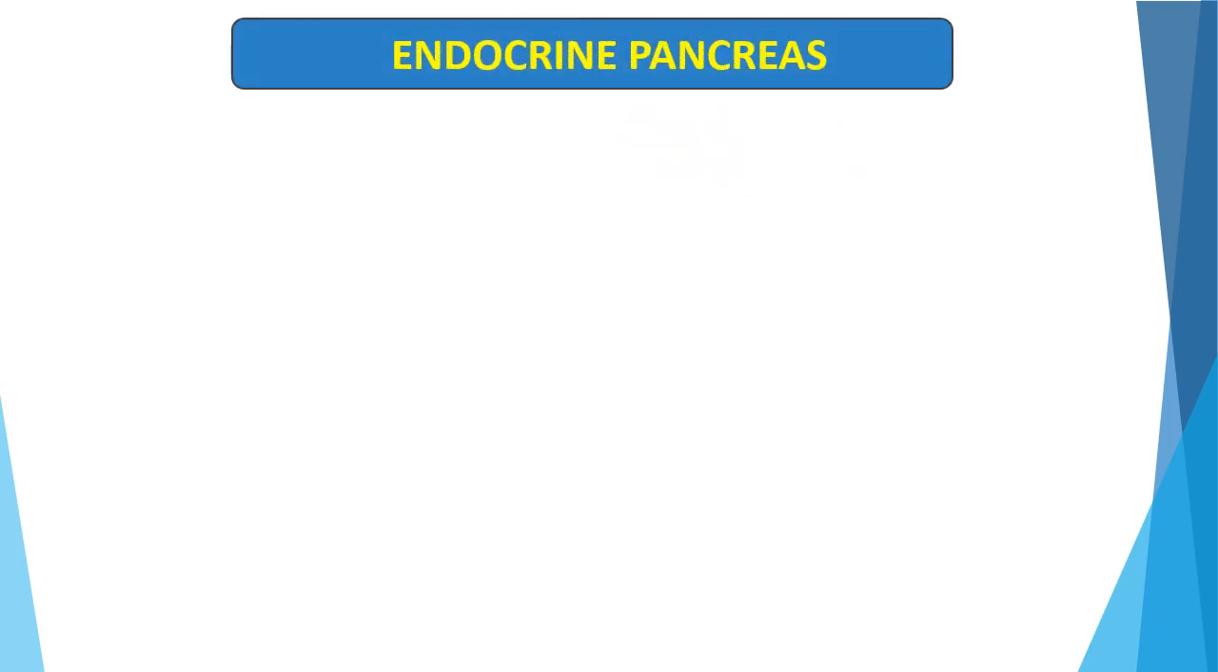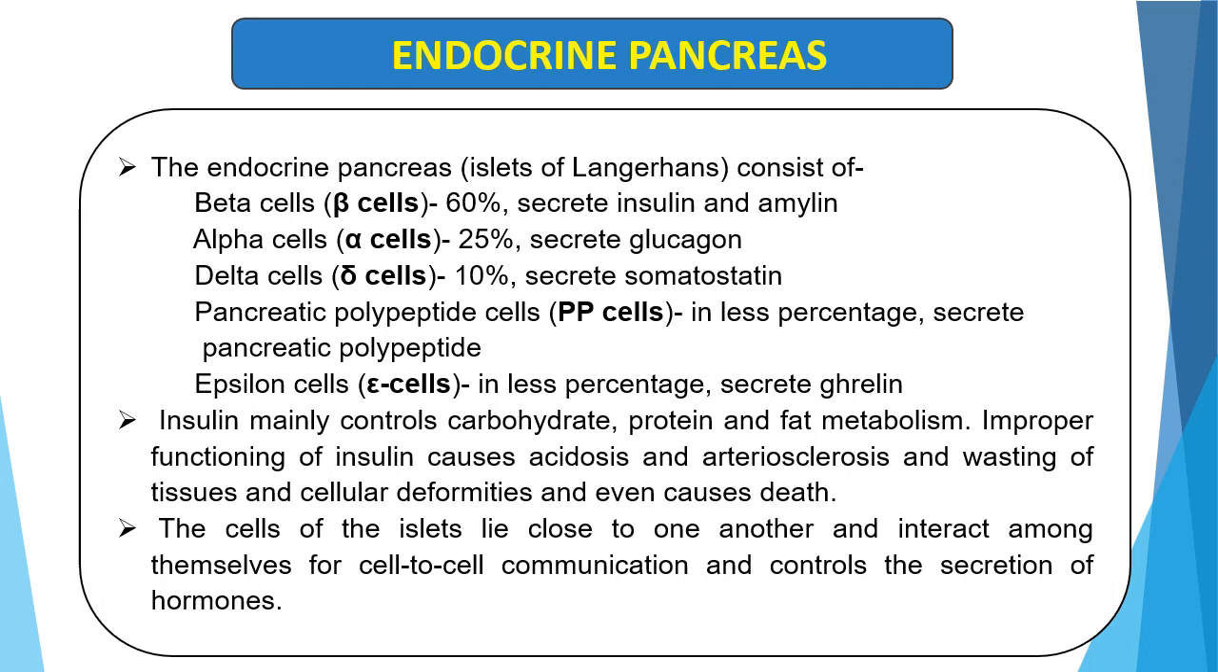Next comes the endocrine pancreas. The endocrine pancreas consists of islets of Langerhans that comprise various cells. Beta cells constitute 60% of the islet and secrete insulin and amylin. Alpha cells constitute 25% of the islet and secrete glucagon. Delta cells constitute 10% of the islet and secrete somatostatin. Pancreatic polypeptide cells, also known as PP cells, are present in less amount and secrete pancreatic polypeptide. Epsilon cells are also present in less quantity and secrete ghrelin.